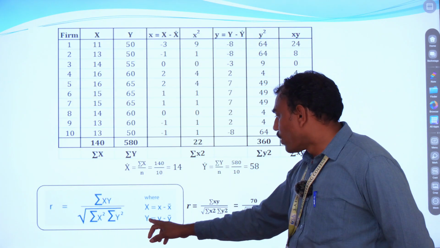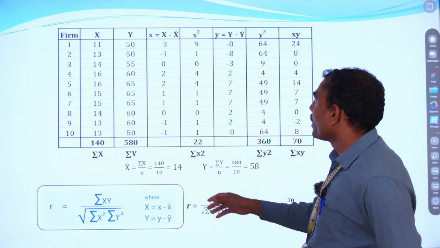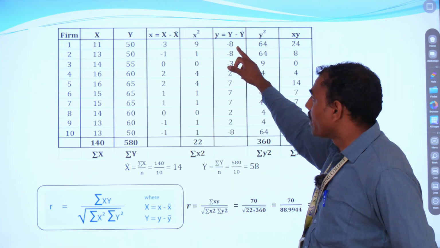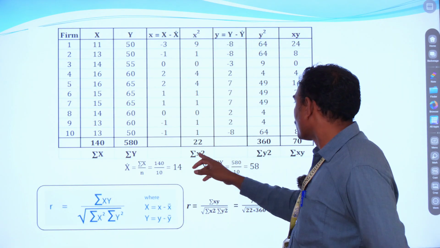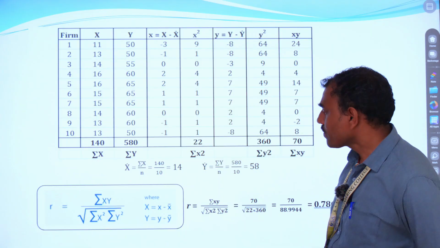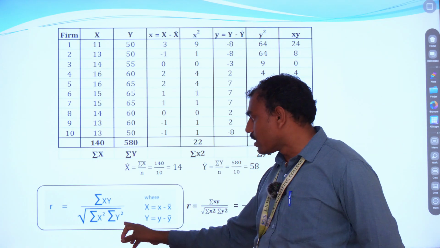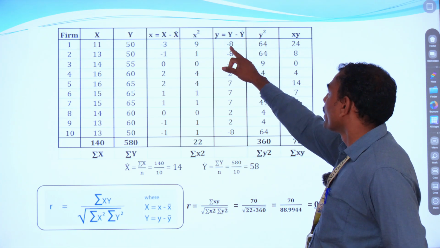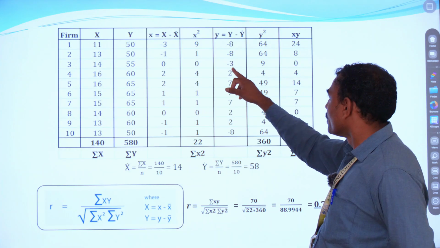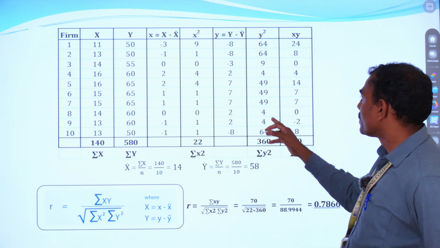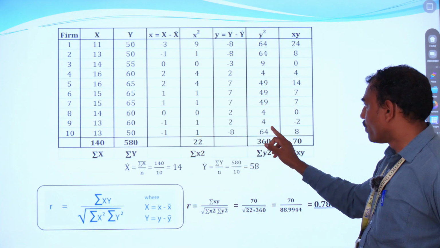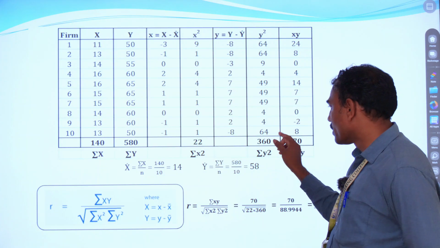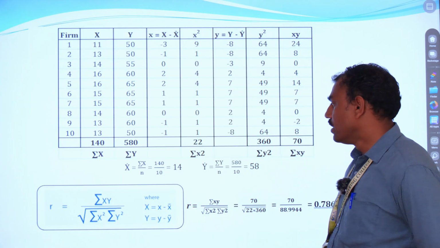Next we need y. So y equal to Y minus y bar. The Y values are given, and y bar equal to 58. So 50 minus 58 equal to minus 8. Each value is computed likewise, so we get the y values. Here we again need summation of y squared, the square of each y value. So 8 squared equal to 64. 8 squared 64. 3 squared 9. 2 squared 4. 7 squared 49. 49. 49. 4. 4. 64. Adding these values, summation of y squared equal to 360.